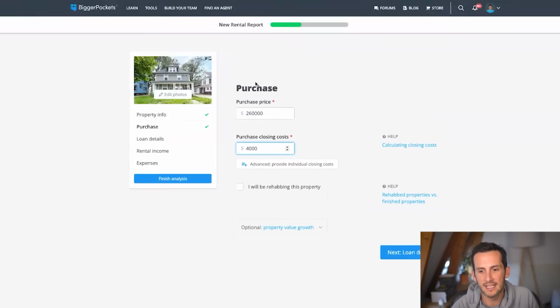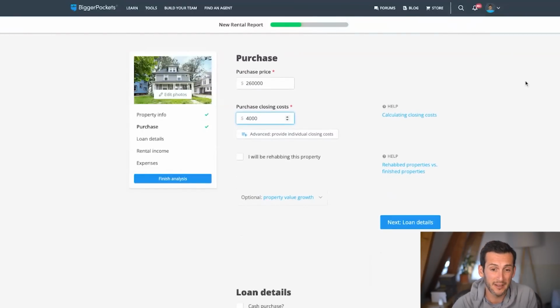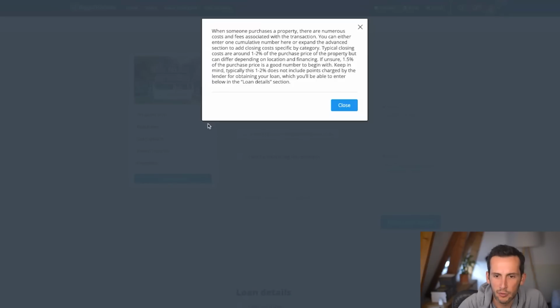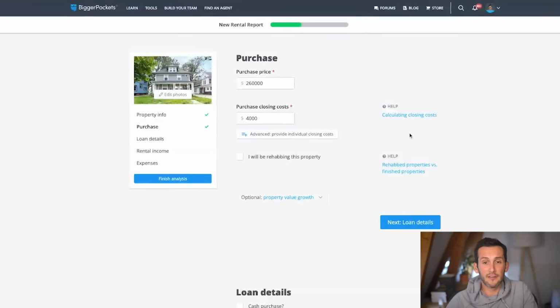For my closing costs, I'm going to assume $4,000. And the way I do that is it's about 1 to 2% of the purchase price. If you're using the calculator and you have questions like that, you could just click on these buttons over here and it will show you like, look, typical closing costs are around 1 to 2%. If you're unsure, use 1.5%.